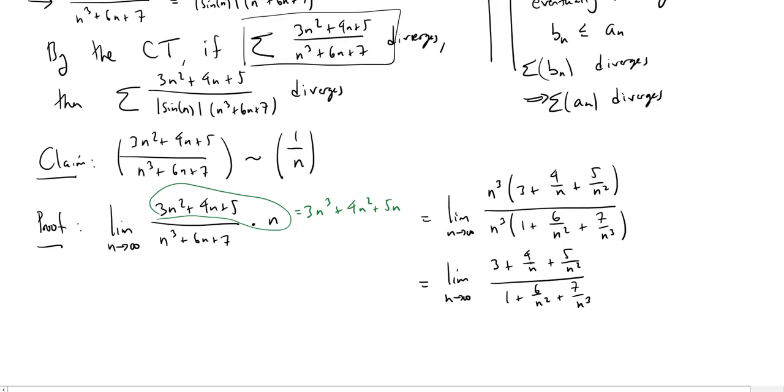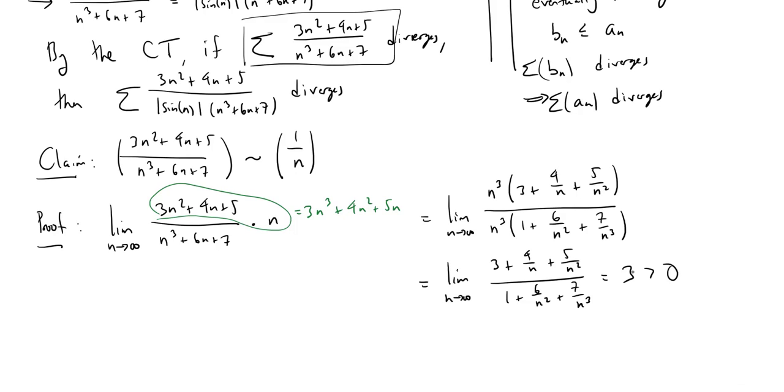which is fantastic, right? All of these terms that look like something over n, or something over n squared, or something over n cubed, they're all going to go to 0. The numerators are constant, the bottom is going to infinity, so they all go to 0. And so the limit is actually just 3 over 1, which is 3. And let's check that: yep, 3 is definitely positive.